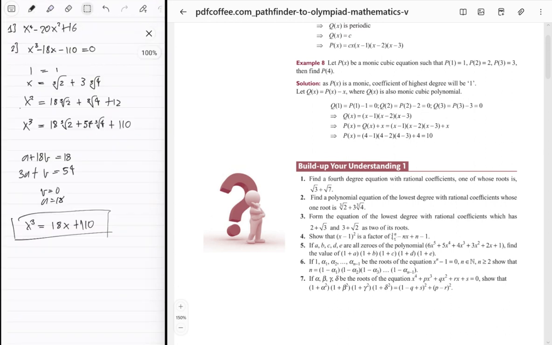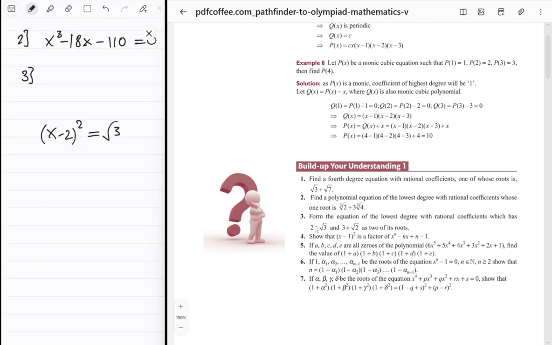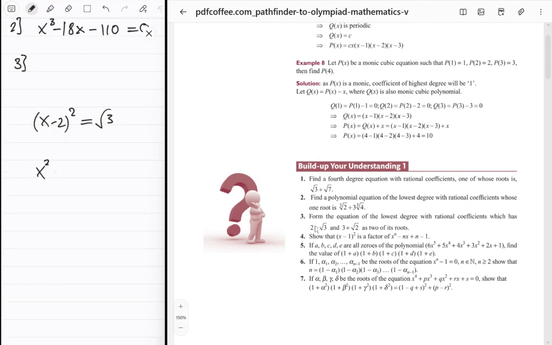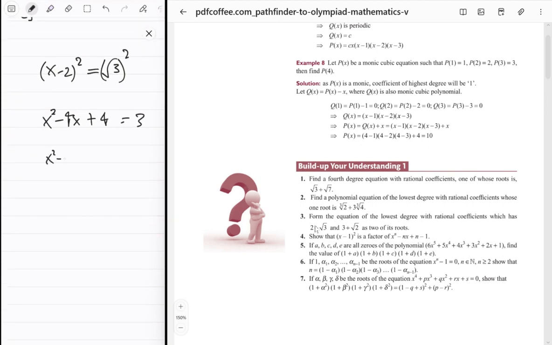Third is: form the equation of the lowest degree with rational coefficients which has this and that as two of its roots. So the first is usually much easier. It's just x minus 2 squared is equal to square root of 3, right? So x squared minus 4x, and then plus 4 is equal to 3. So x squared minus 4x plus 1 is equal to 0. That's this equation, right?